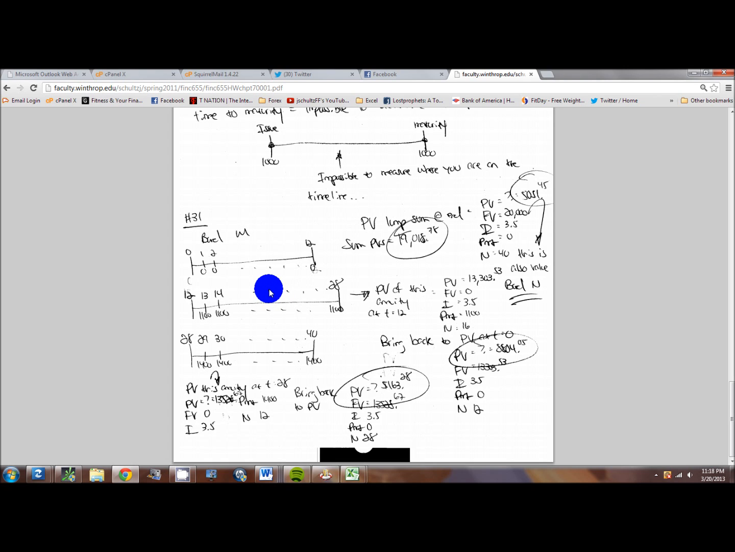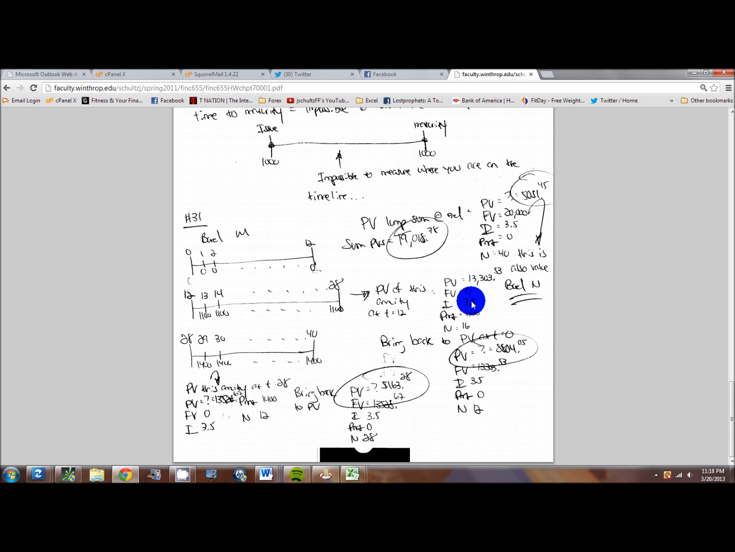So what I'm going to do, for a moment, is pretend like this isn't even here and this isn't even here. I'm just going to work with this guy. I basically have an $1,100 annuity that occurs for 16 periods, and I want to find the present value of this annuity. Right now, I say the present value of this annuity at t equals 12. I'll explain that in a second. So the work is right here.